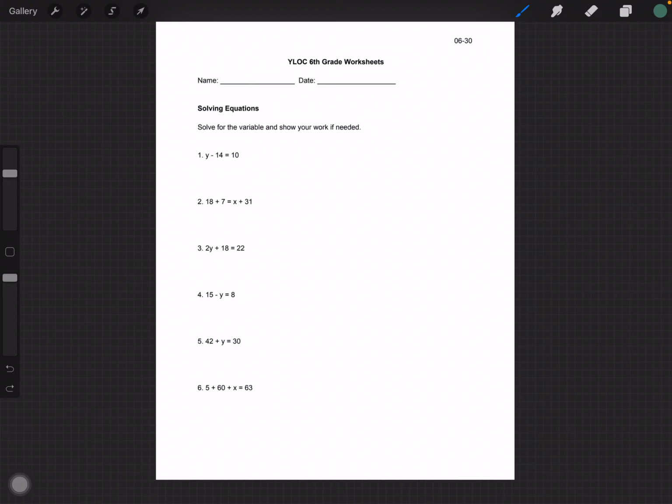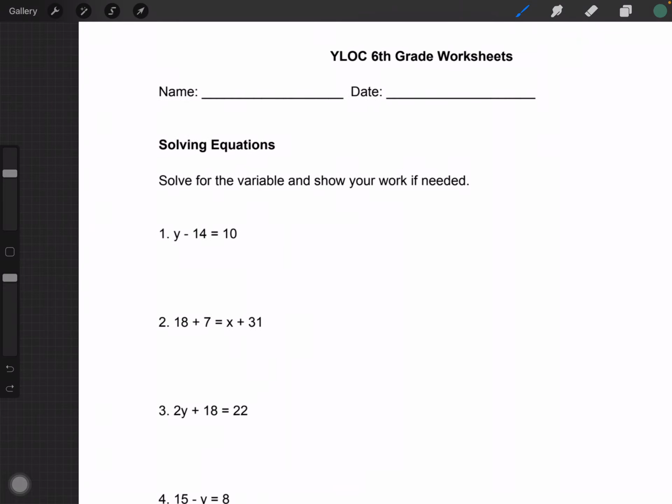I'll be going through the YLOC 6th grade worksheets for lesson 30. So the first page asks us to solve for the variable and show work if needed. So here what we want to do is basically isolate the variable by inverse operation.